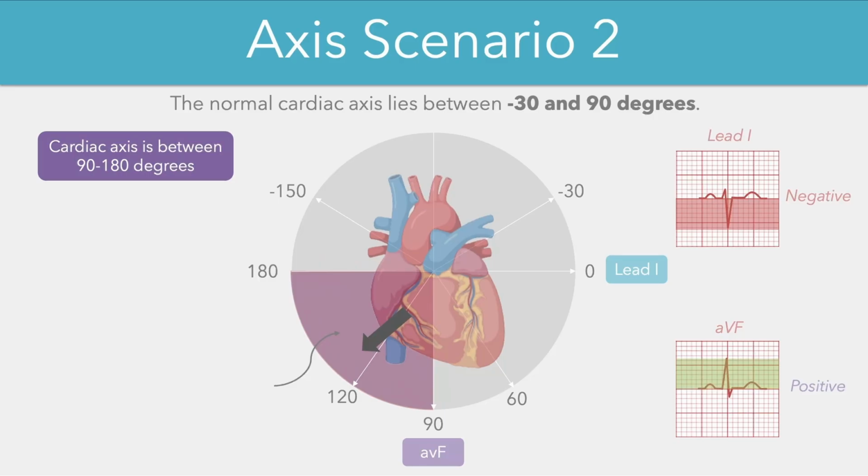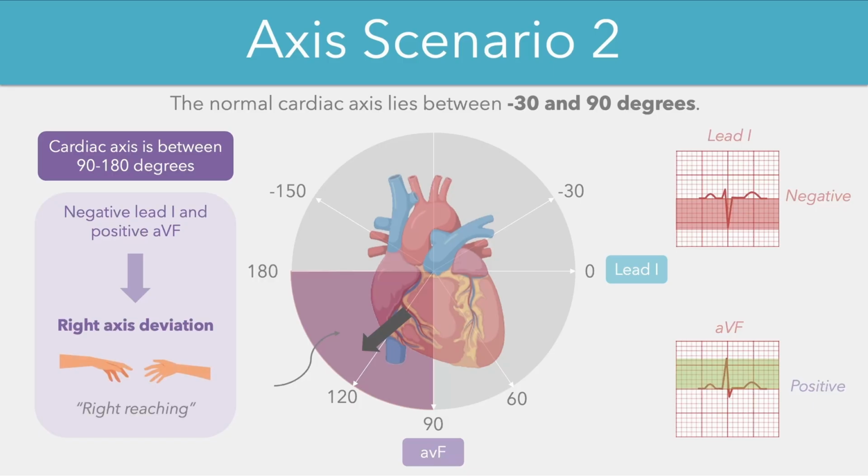Putting this information together, we can say that if we have a negative lead 1 and a positive AVF, this is representative of a right axis deviation. And one way to remember this is by the phrase "right is reaching," because you can see that both QRS complexes are trying to reach one another.